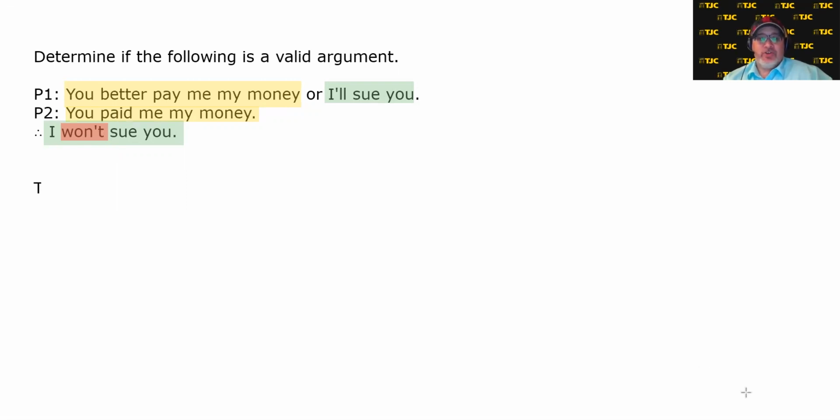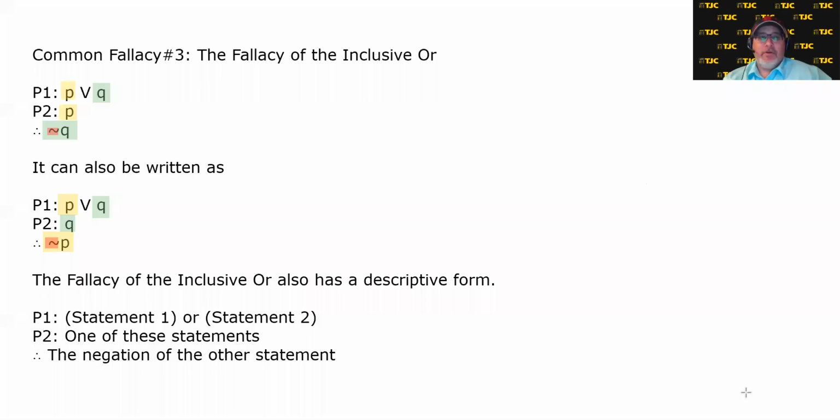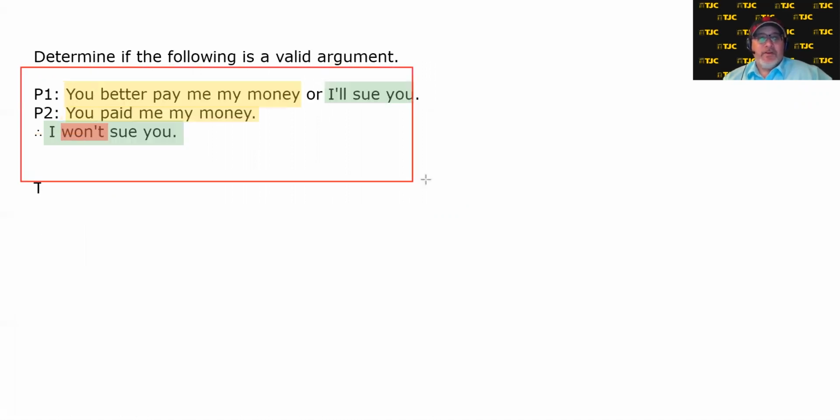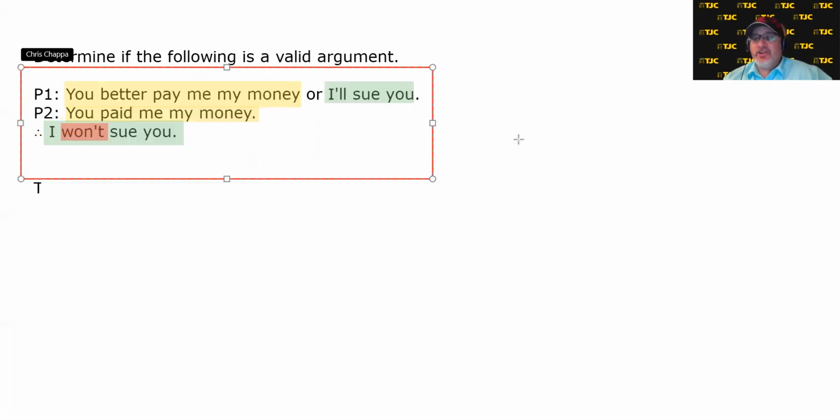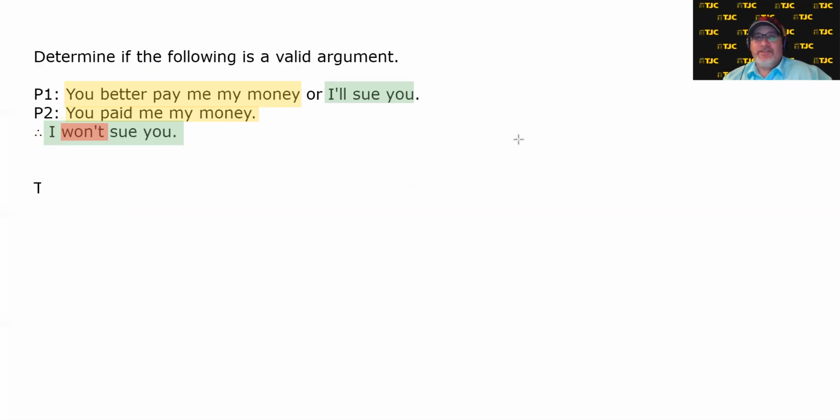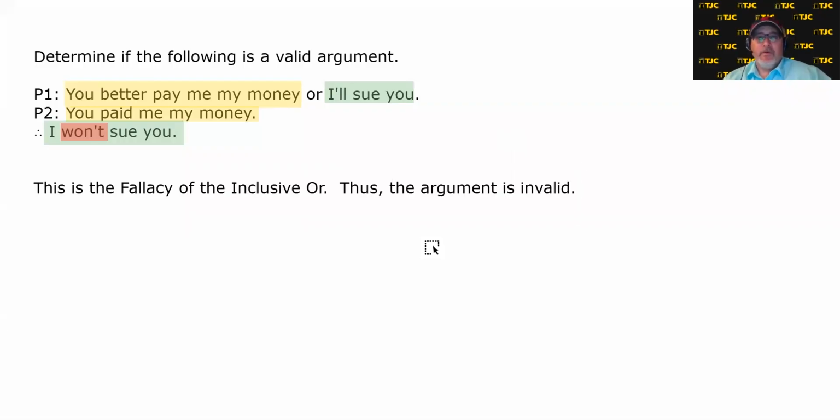Look at the colors on the first one, the one up here. Yellow, green, yellow, negation, green. Yellow, green, yellow, negation, green. This is the fallacy of the inclusive or. Thus, the argument is invalid.